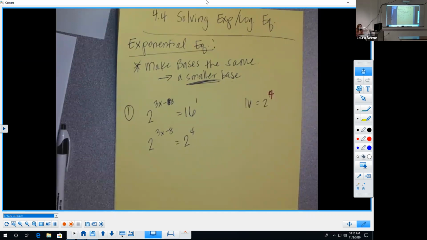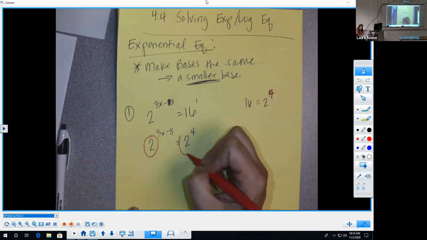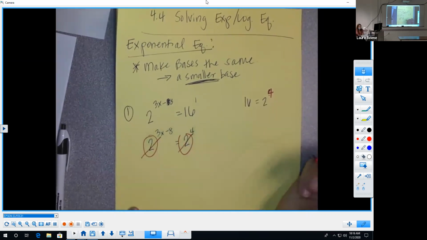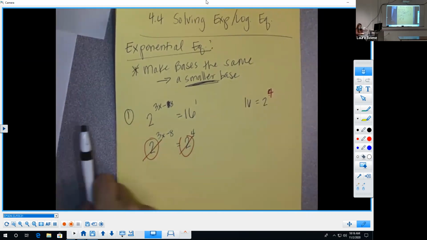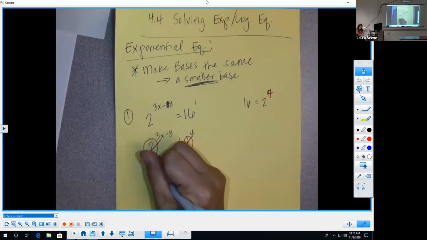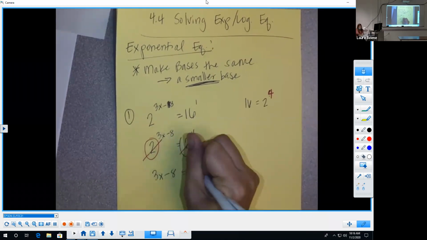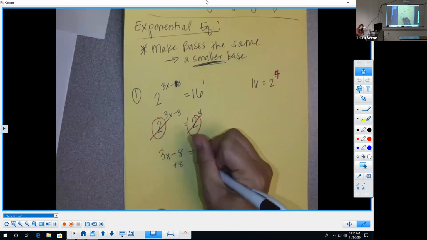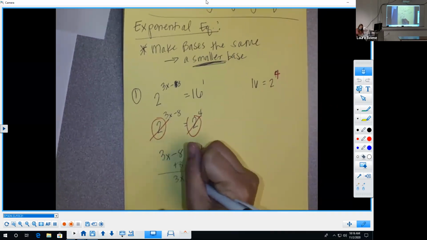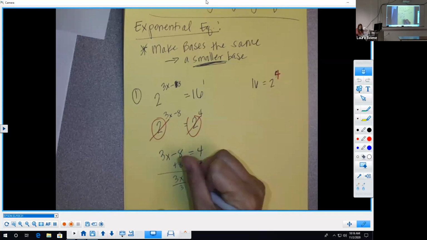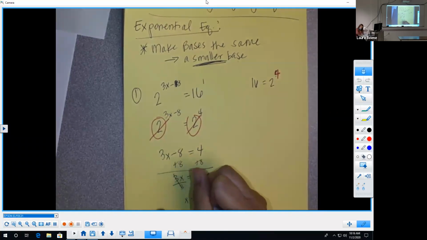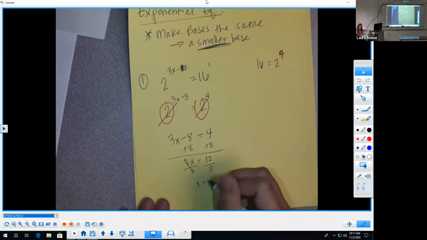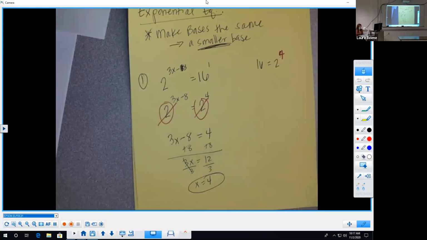But now that your bases are the same, since the 2 and the 2 are the same, we can just basically ignore them and set the exponents equal to each other. So 3x minus 8 equals 4. And then we're going to solve for x. How do you solve for x here? Add 8, and I get 3x equals 12, divide by 3, and I get x equals 4. And that is your answer.